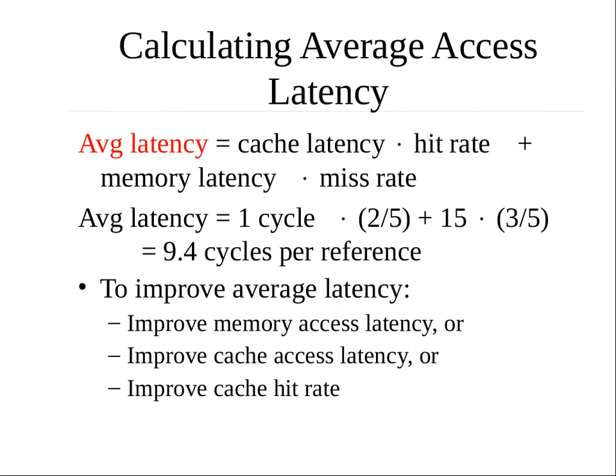How could we improve the latency? Change the hardware. Yeah, we could try and make memory go faster. That's probably not going to happen. We can improve the cache access latency. Well, it's down to 1 cycle. I don't know if we could really change that much more. Or we can improve the cache hit rate, because that would move more of the hits to 1 cycle as opposed to 15.